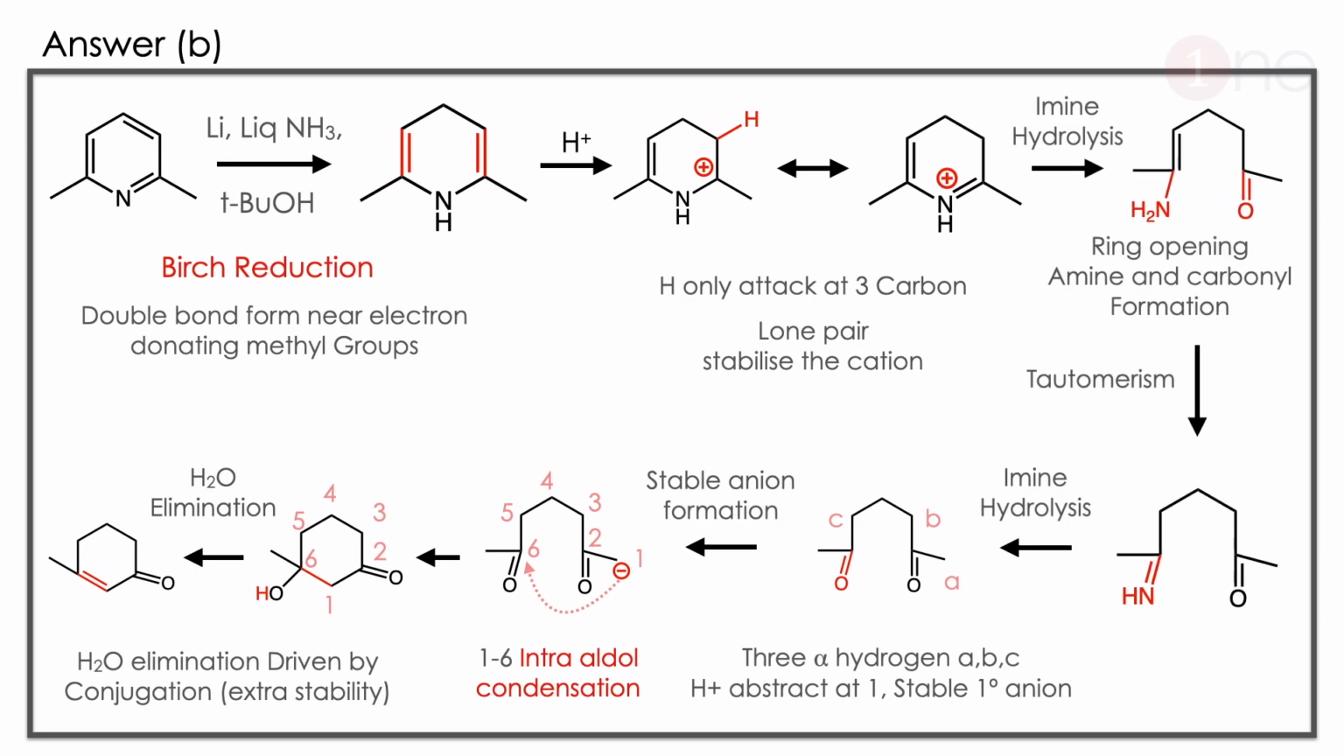The answer is B. Let us see how. Here there are multiple steps. Steps are very easy once you understand the basics. The first step is Birch reduction. Birch reduction is a reduction of double bonds in the benzene ring. The double bond always forms near electron donating groups, so you just write the electron donating groups and draw, and it will be correct. So double bonds are formed. Then you are adding H plus. Once H plus is added, it will be added at the third position. Why the third position? Because it will be stabilized by the lone pair.